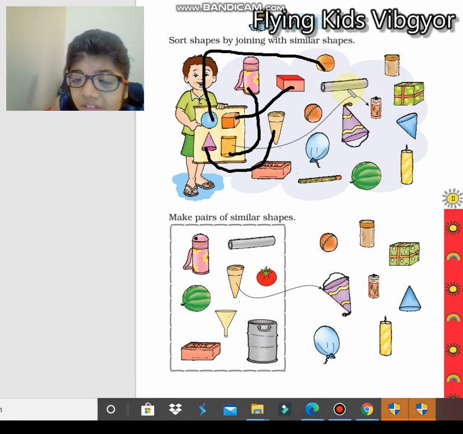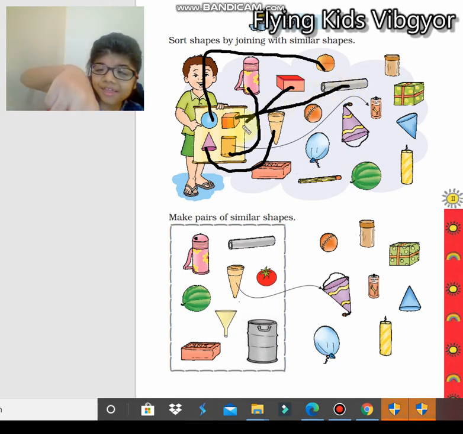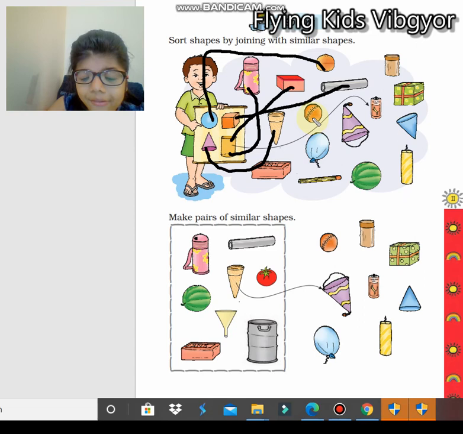And this roll. The cylinder. Right, so where is the cylinder? Here we go. This ball. Sphere. Bring it over to this sphere shape. What about this balloon? Sphere. Right, so it matches to the sphere shape.